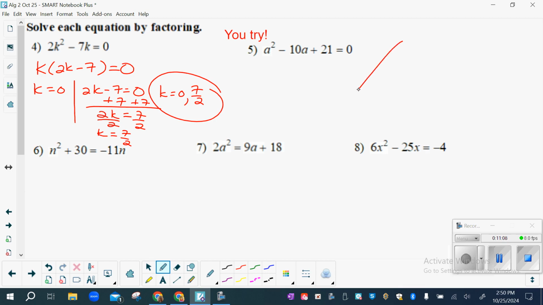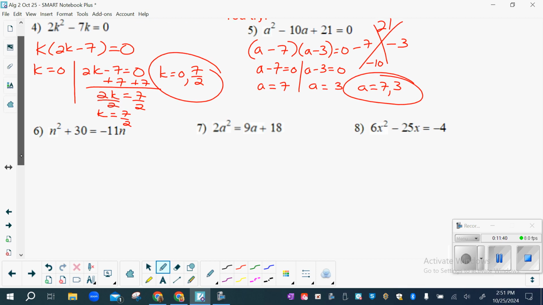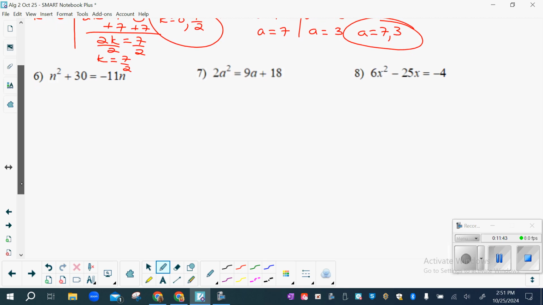What'd you put? Okay, yeah. Okay, so you should have gotten 7 and 3 there. 2 more problems. Number 6, is that in standard form? It's not in standard form, is it? How do we get it into standard form?